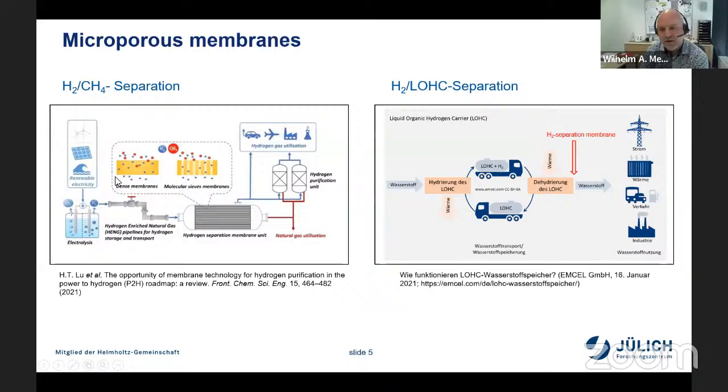Much easier is the separation of hydrogen from a liquid organic hydrogen carrier. Also here, the idea is to absorb the hydrogen in this carrier. And then when you need it in a fuel station, for example, you have to separate it again. And here we have very high pressures and temperatures above 150 to 200 degrees C. And that is, in principle, a very nice working condition for such a kind of membrane.